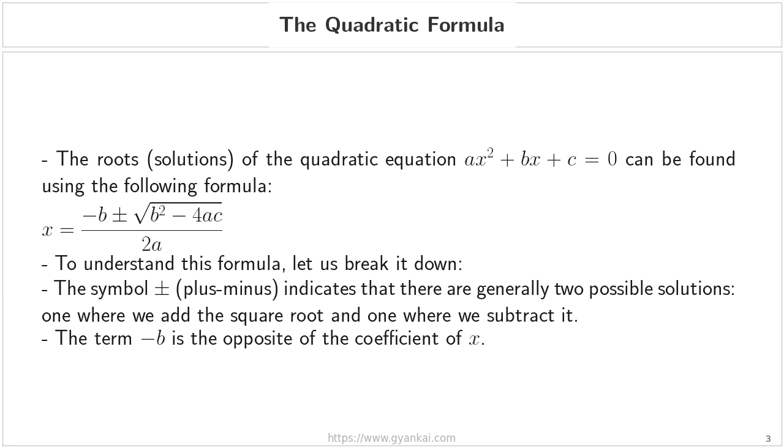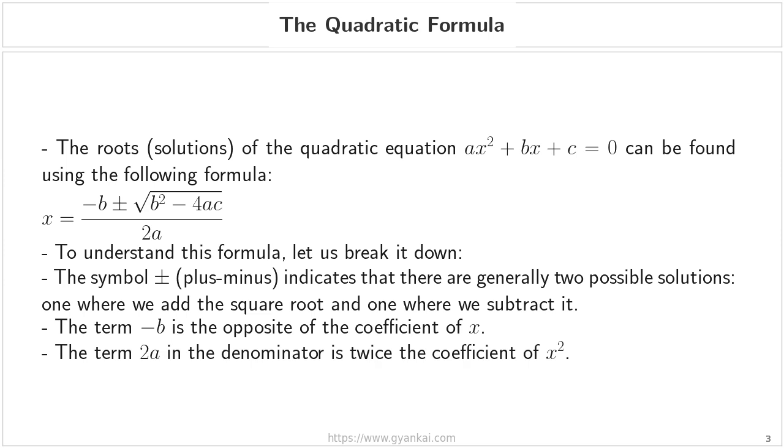Next, let's look at the numerator. The term negative b simply means we take the opposite of whatever the coefficient of x is. Finally, look at the denominator. The bottom part of the fraction, 2a, is simply twice the coefficient of the x squared term. As we move to the next slide, we are going to look at a specific part of this formula, the part tucked inside the square root, which actually holds a special name and a very important property.